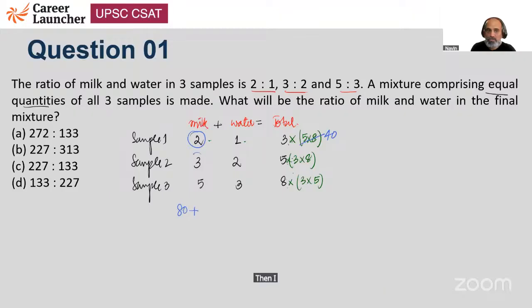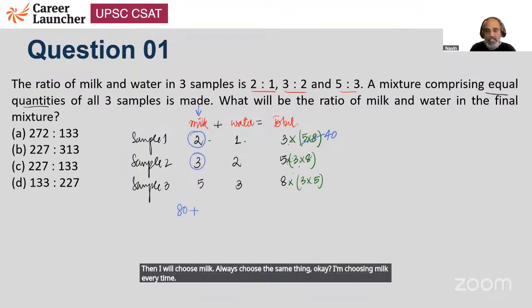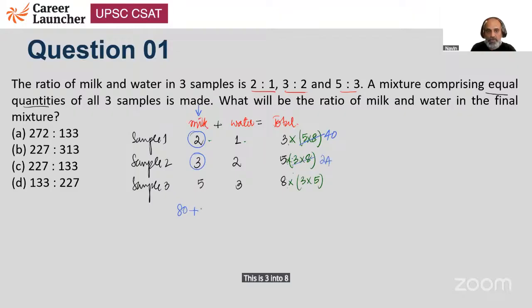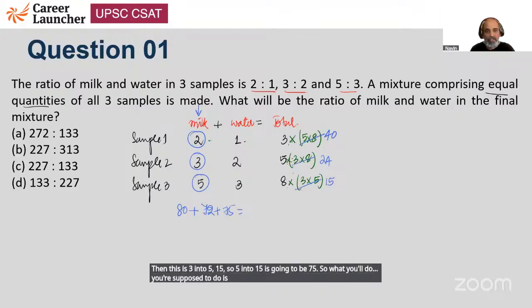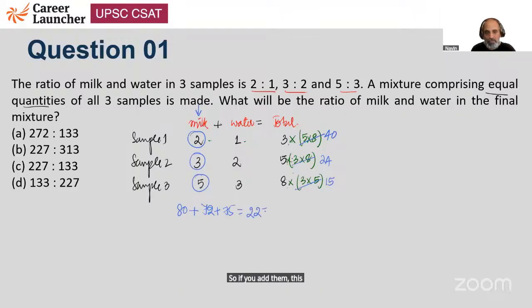Then I will choose milk. Always choose the same thing, okay? I'm choosing milk every time. This is 3 into 8, 24. So 3 into 24 is 72. Then this is 3 into 5, 15. So 5 into 15 is going to be 75. So what you're supposed to do is you have to add them. So if you add them, this is going to be 227, right? So that means the milk is going to be 227. Option A and D, they are not possible.